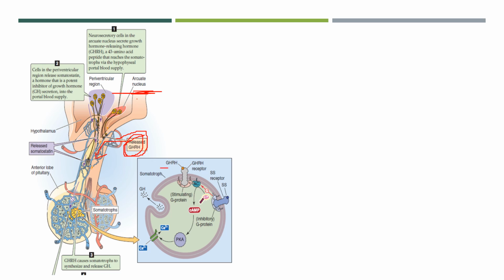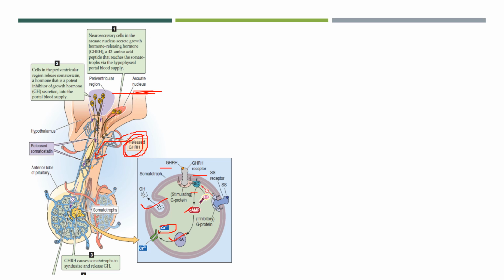So this GHRH will bind with this receptor. This is a G protein coupled receptor coupled with adenyl cyclase that will enhance the cAMP and that will increase the protein kinase A level. So intracellular calcium concentration will be more, which will enhance the exocytosis of the growth hormone.